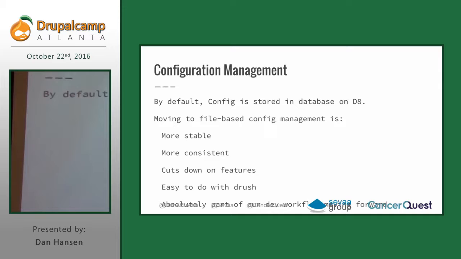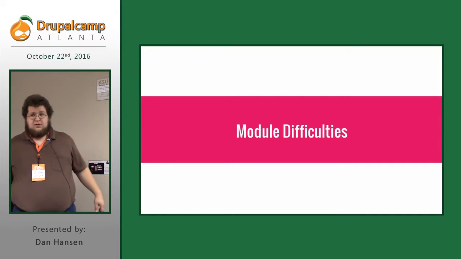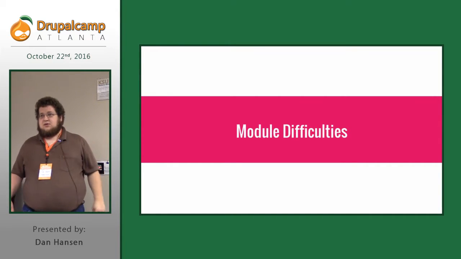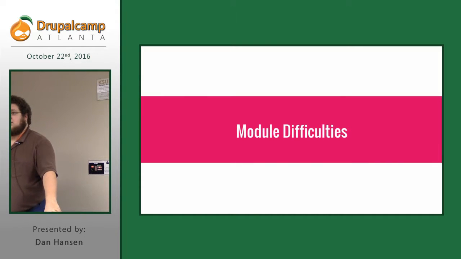There are, and I cannot remember if this is in core or not, I don't think it is, a configuration management module that will allow you to see any conflicts before you do any of your import or export. So if there are changes that you don't necessarily approve or are superfluous, then you don't have to actually hold on to those. File-based configuration management, though, is super, super useful and is absolutely part of our dev workflow moving forward. Okay, so you're using the Drush import and export commands.